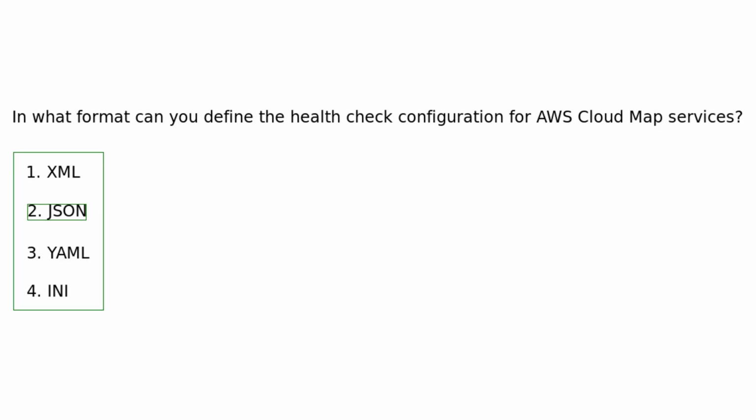The health check configuration for AWS Cloud Map services can be defined in JSON format, providing a structured and flexible way to configure health checks for service endpoints.